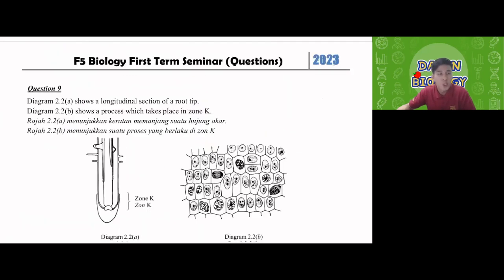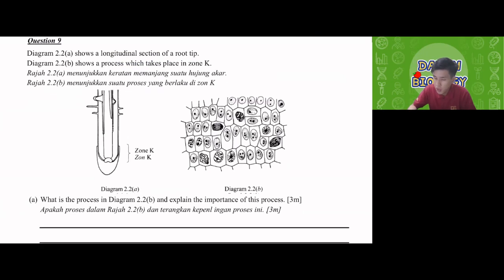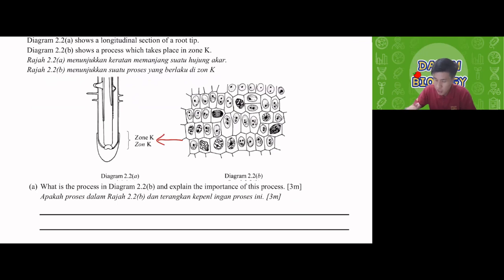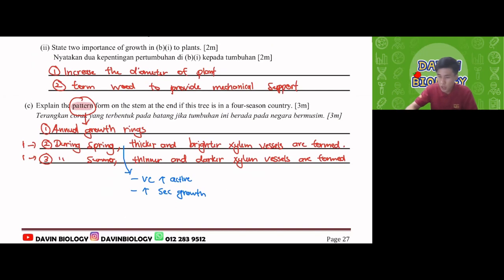Okay, next page. 2.2a with the question, shows a longitudinal section of a root tip. And 2.2b shows the process which takes place in zone K. So what do you think the process shown here is? So what's the process it's showing in the diagram 2.2b? Is it winter? I'm so late summer. We follow the textbook. The textbook says summer, late summer. Because I'm scared if you write winter, your teacher won't accept it. Because the textbook writes summer. Like I told you just now, summer is a bit wrong. You write late summer or better. Follow the textbook. Okay.